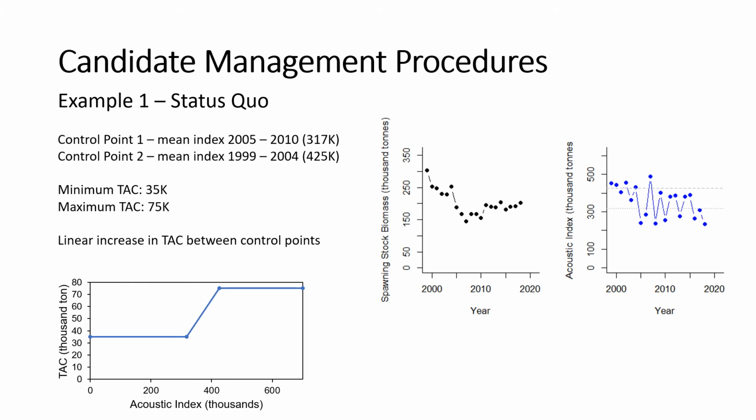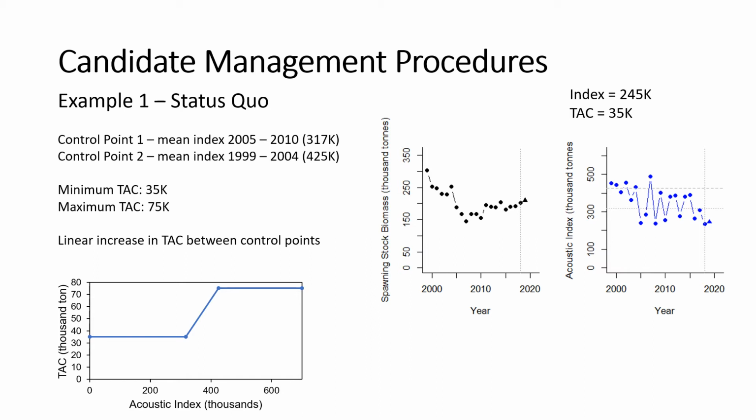In the next few slides, we'll show an example of this MP in action. The plot on the left side is a spawning stock biomass that was estimated in the conditioning of this operating model. This trajectory in spawning stock biomass is reproduced in the simulation model. The plot on the right with the blue line is the acoustic index. The dotted and dashed lines show the two control points.